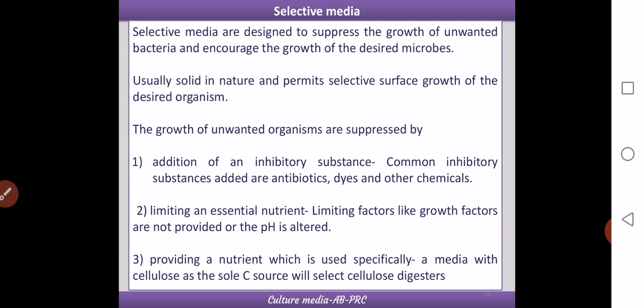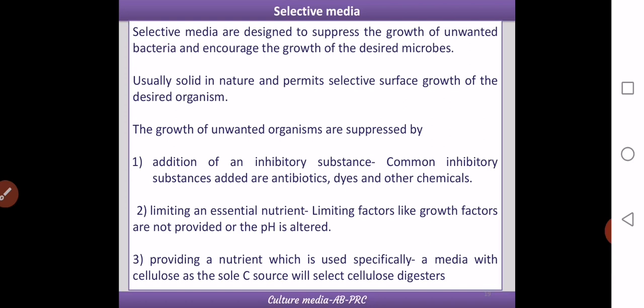Right, and how do we select this organism? We usually prefer three conditions, or either of the three conditions will be chosen. The first one is addition of an inhibitory substance to the media to inhibit the growth of unwanted organisms. For example, you can add antibiotics, antimicrobial dyes, or even other antimicrobial chemicals which specifically inhibit a particular group of microorganisms. You will get a clear idea when we discuss the examples.